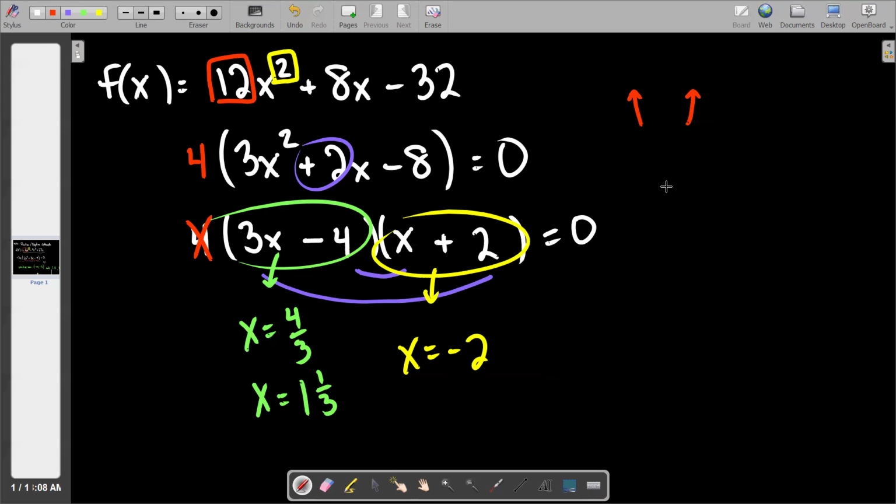Do you guys remember the P word? What kind of graph is this? What's it called? It's a parabola. Very good. So all second degree functions are parabolas when you graph them. So we're going to go and make our sketch now.